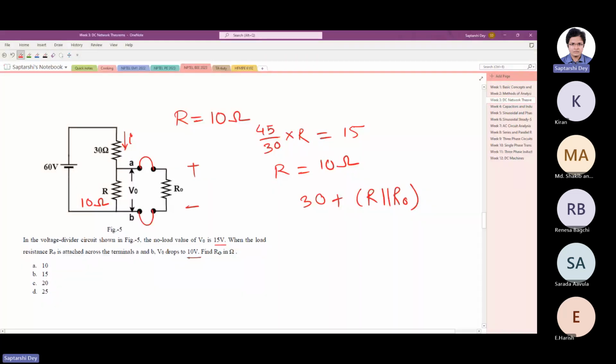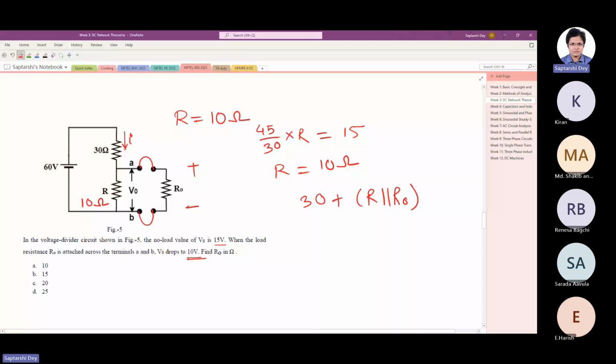So V naught drops to 10 volt. Why does it drop? It drops because one more resistance comes in parallel to R. So equivalent resistance is now less. So there is less voltage drop across the combination. So V naught is reduced. Simple.